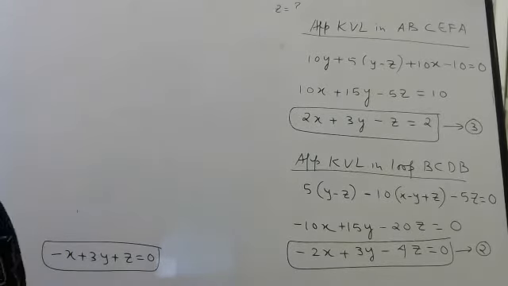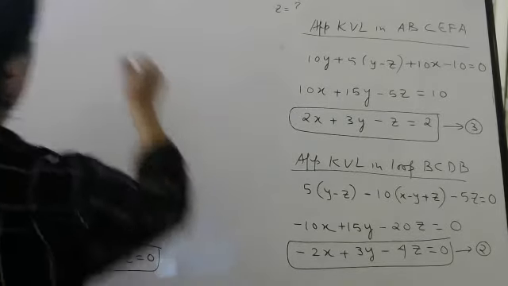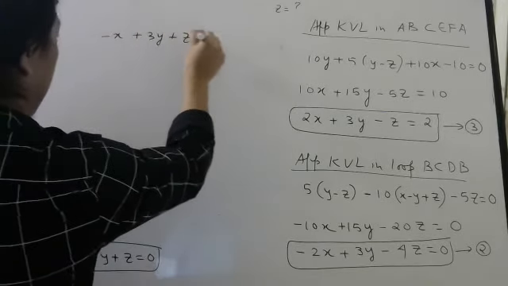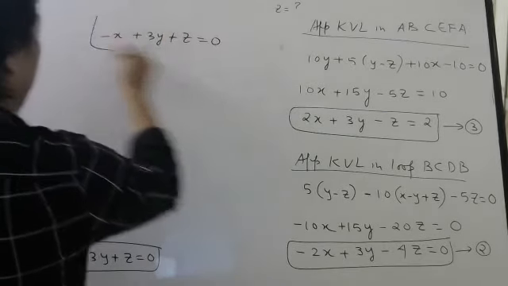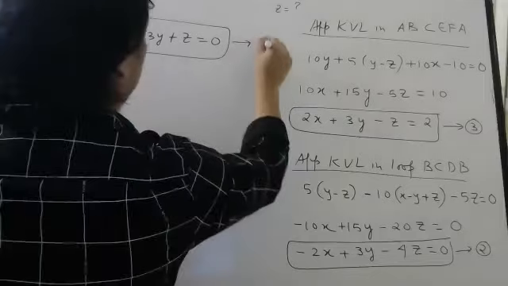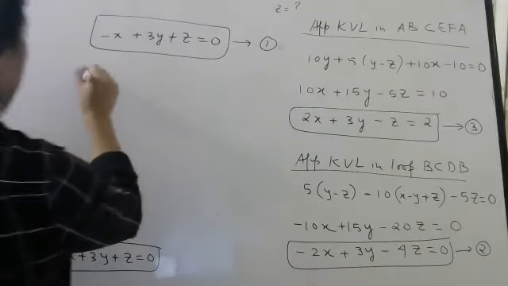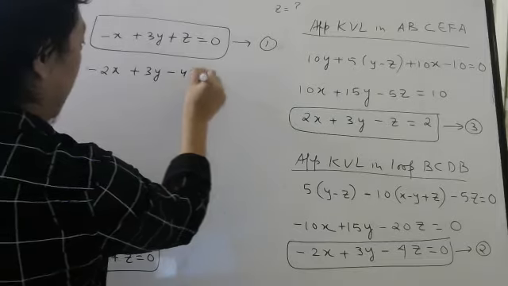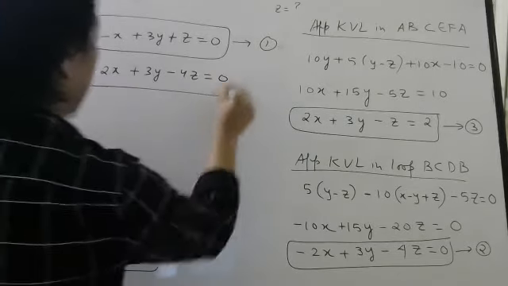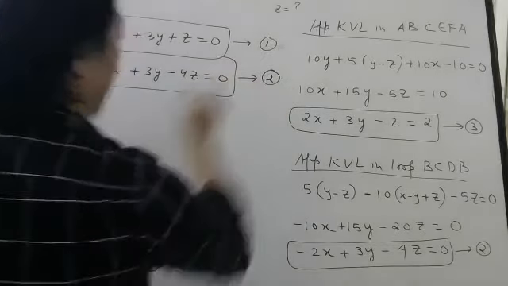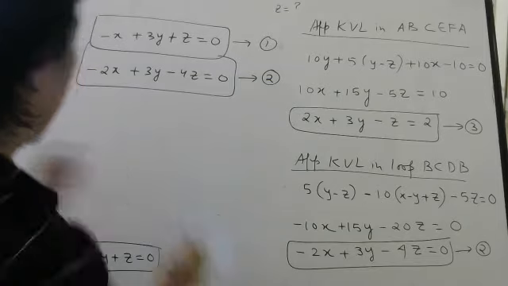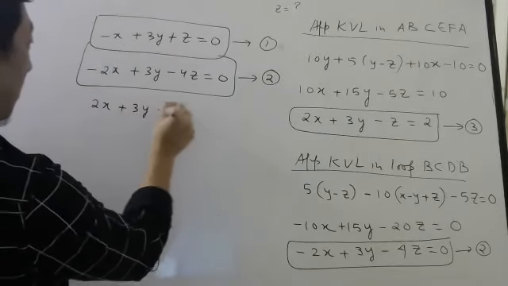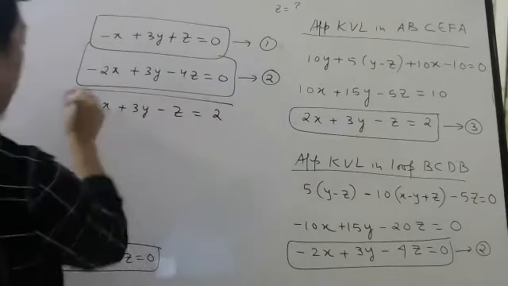So let us write all the three equations together. Minus x plus 3y plus z equal to 0, first equation. Then minus 2x plus 3y minus 4z equal to 0, second equation. And third equation is 2x plus 3y minus z equals to 2.